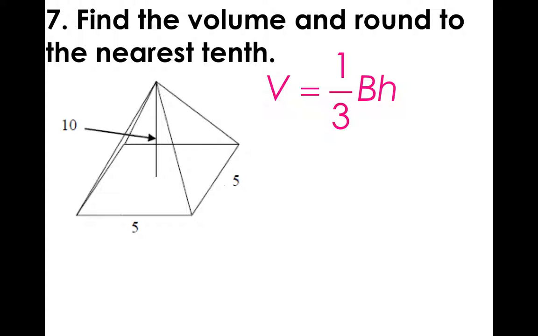So it says find the volume and round to the nearest tenth. So if I'm asking you to round to the nearest tenth right here, first of all, what type of shape is my base? Well, in this case, my base is an actual square.